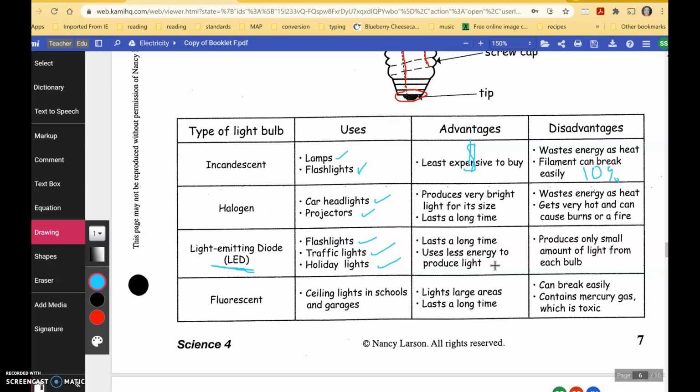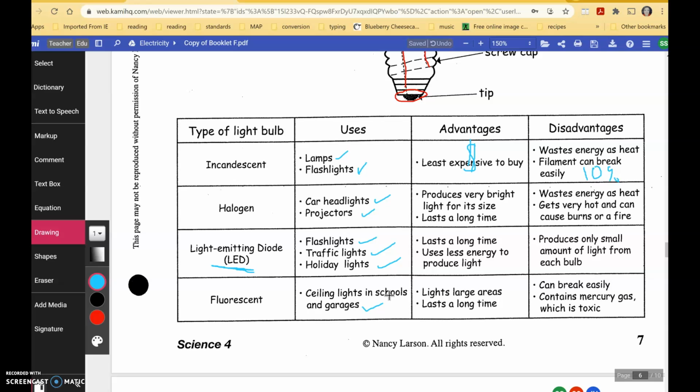Now, the fourth type of light bulb listed on the chart is a fluorescent light bulb. Now, according to the chart, where are fluorescent light bulbs used? Look right up above your head, because ceiling lights in schools and garages. Fluorescent light bulbs are tube-shaped bulbs that contain mercury vapor and are coated with a substance that glows when an electric current makes the mercury atoms inside the tube move more quickly.